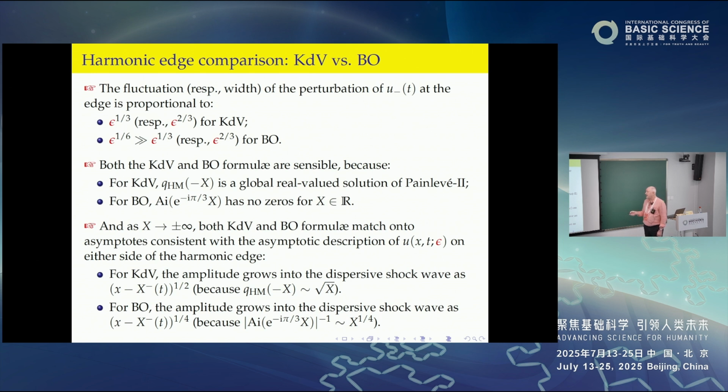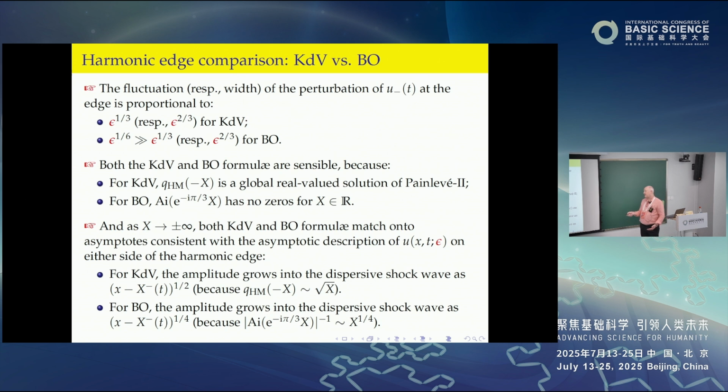So in the case of KdV, the amplitude fluctuation is like epsilon to the third, whereas for Benjamin-Ono, it's bigger. It's epsilon to the power 1/6, right? And the width in both cases is similar. It's like epsilon to the 2/3, okay? So the zone is the same width, but the amplitude is bigger for Benjamin-Ono than for KdV. For both cases, the formulas are sensible.